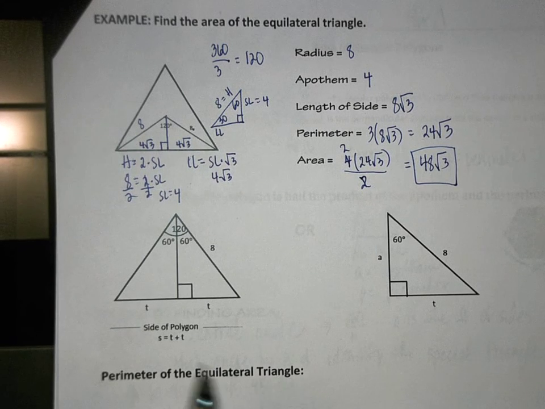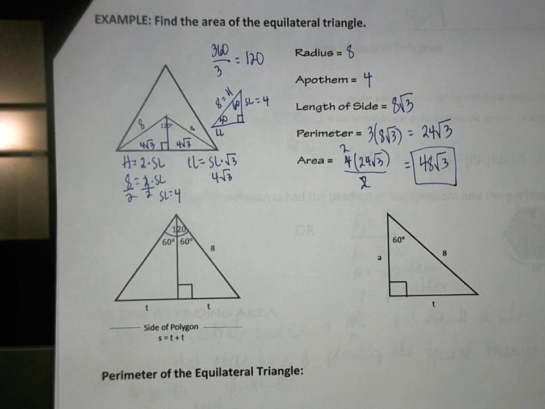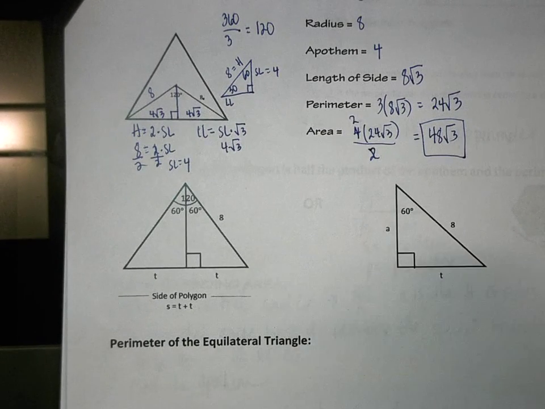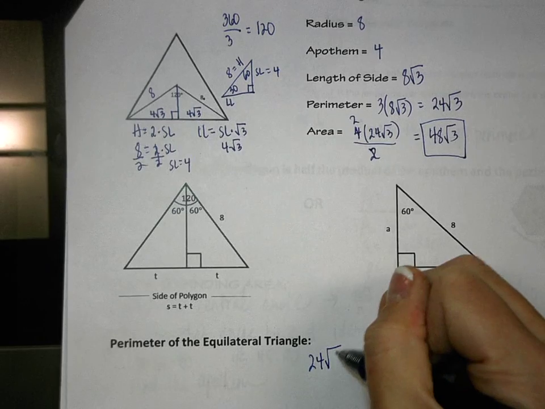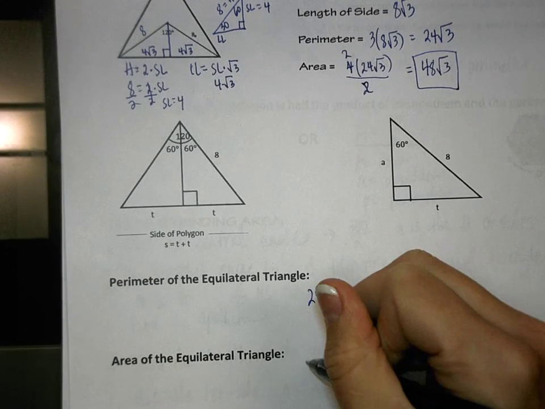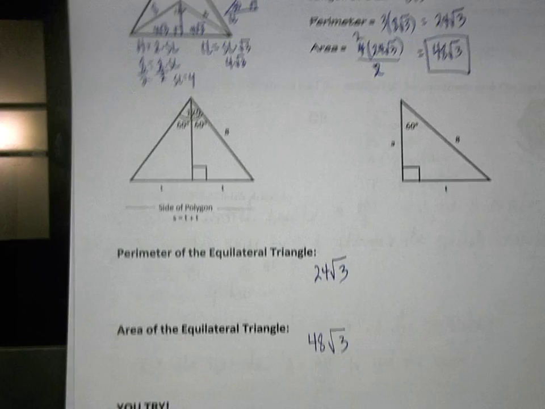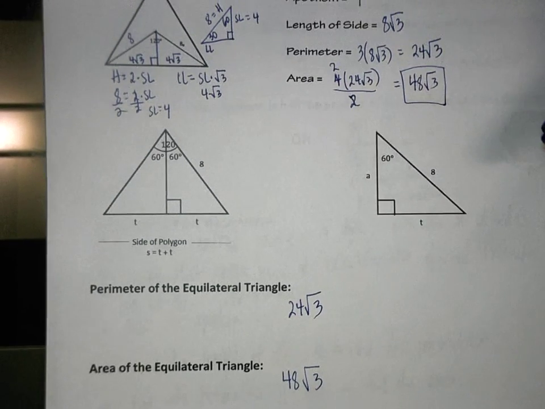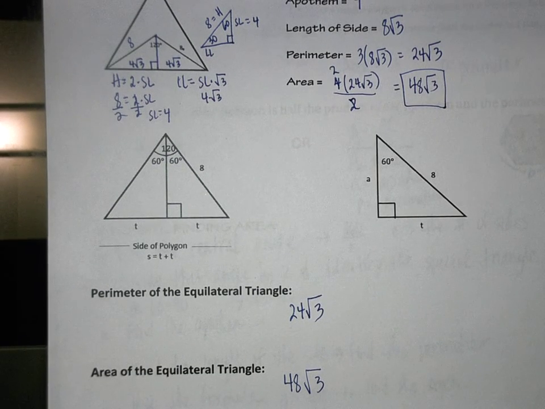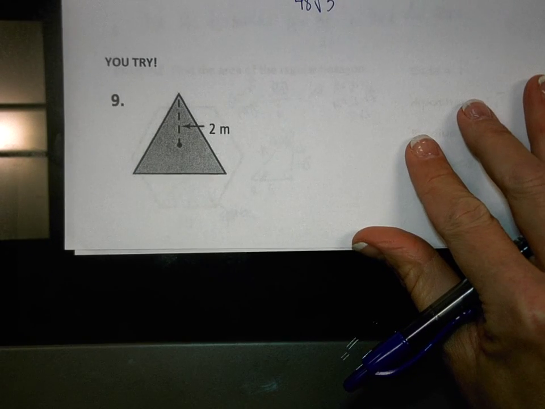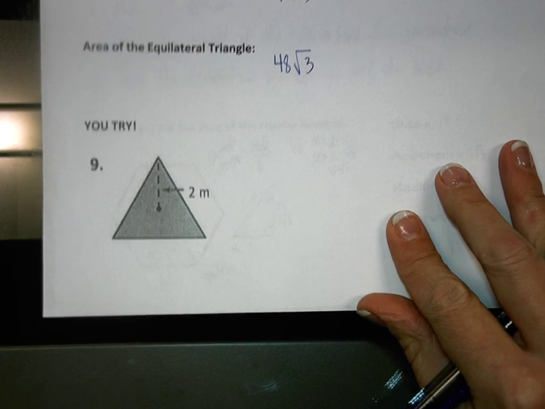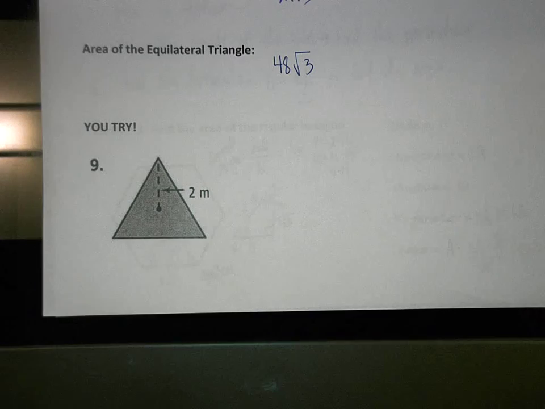Okay, and again down here, they just kind of showed you how they split it all up, where all the information is. We already found all this stuff. My perimeter is 24 root 3, and my area is 48 root 3. Do we have questions before moving on to another example? Okay. Do you guys want a few minutes to try this one on your own? Good. Okay. Try it. You can work in your groups.